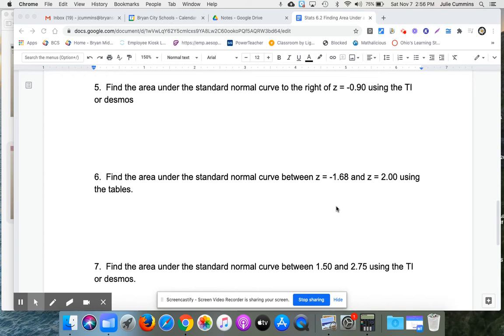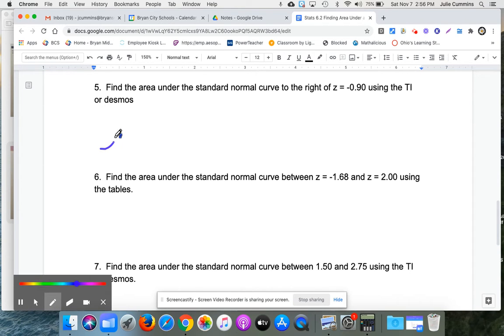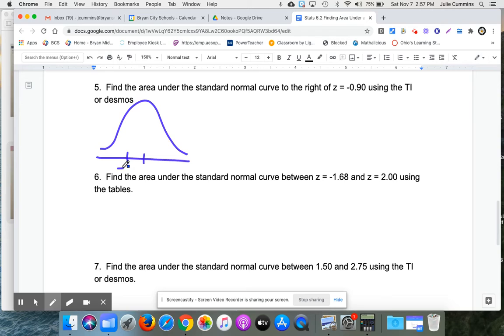We're going to continue on with these areas under the standard normal curve. So this one we want to find the area that's to the right of negative 0.9, and we'll use our calculator for this one. So here is our standard normal curve. Our z value is negative 0.9, so that's just right here. I'll just put it there.